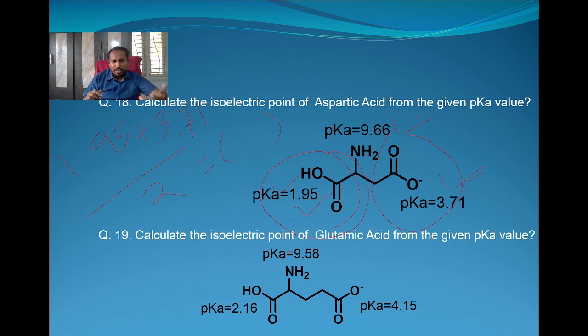So another type, calculate the isoelectric point of glutamic acid. In glutamic acid, same case, we have 2.16, another 9.58, another 4.15. As this is an acidic proton, the smaller ones will be taken: 2.16 plus 4.15, the 2 smaller, divided by 2. So the answer will be 6.23. So Pi will come 3 point something. Okay.